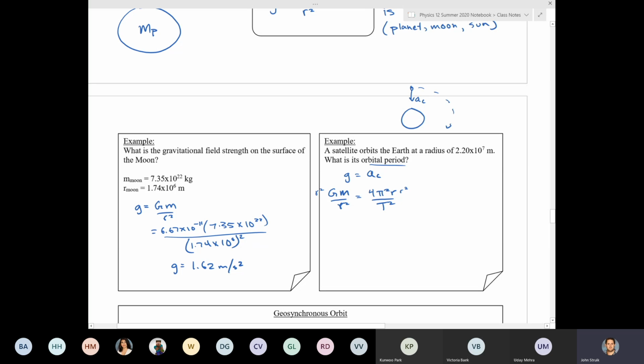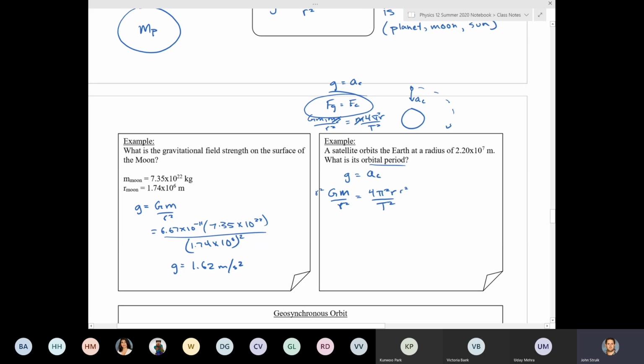Yes, g is equal to Ac because Fg is Fc. So it's the same thing as doing this. Fg equals Fc. So G m1 m2 over r squared equals m times 4 pi squared r over t squared, and all we're doing is canceling out an m. If you cancel out the m, then you get g equals Ac. It's the exact same thing. So even if you set it up like this, that's totally fine. You're going to get the exact same answer.